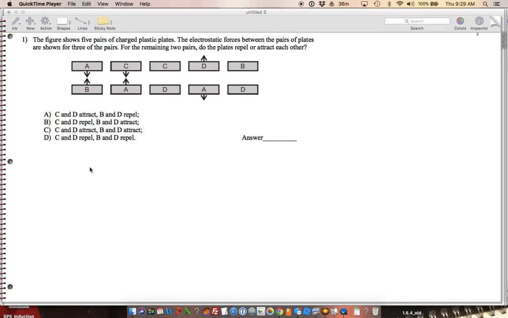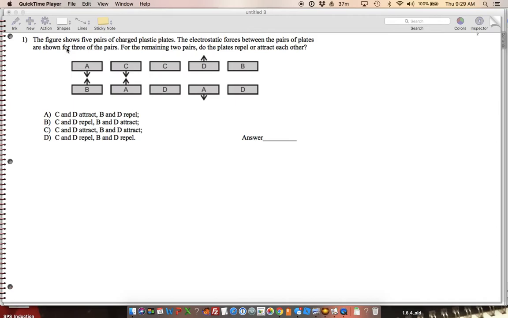These are solutions to exam 1 from 2017. So this is showing us plastic plates, so they're non-conductors. It's showing us the forces between some of them, and to figure out the forces between C and D and B and D.